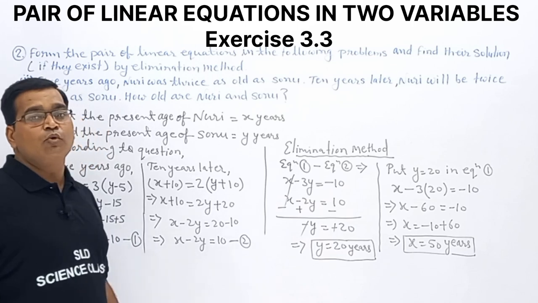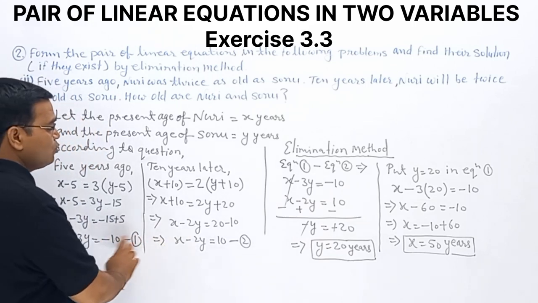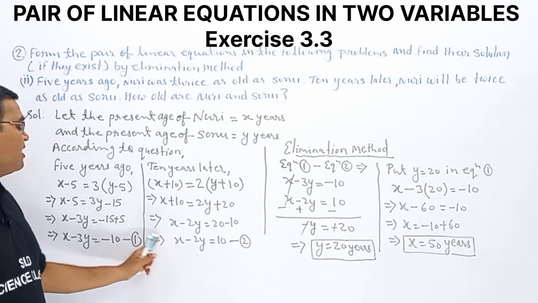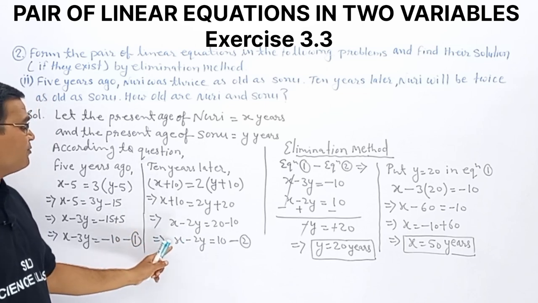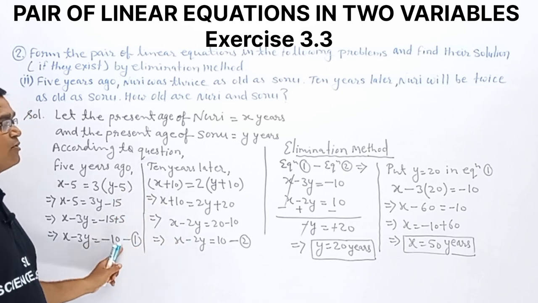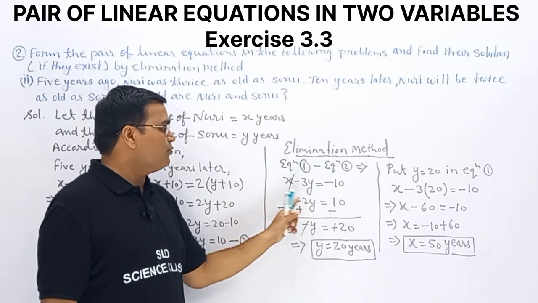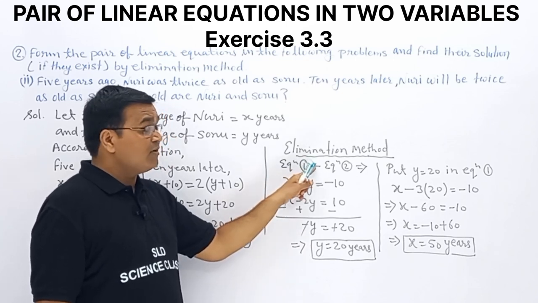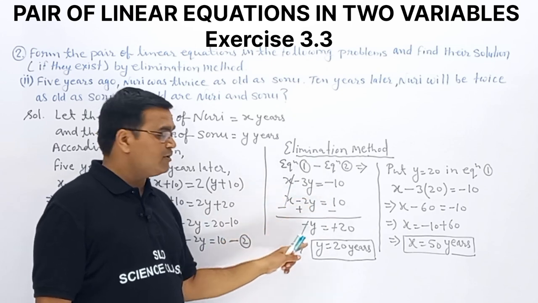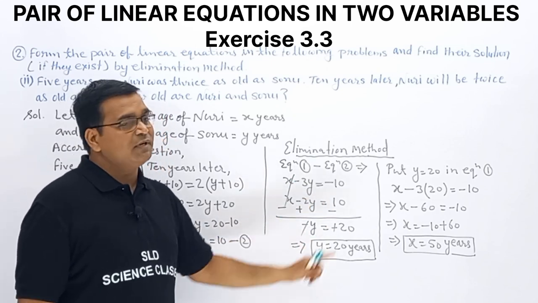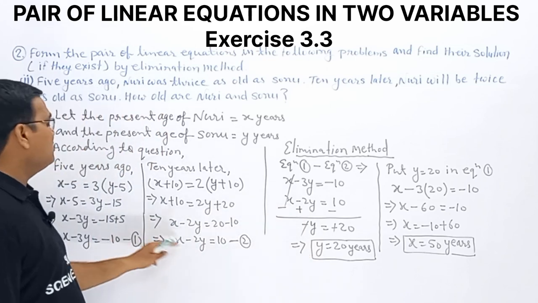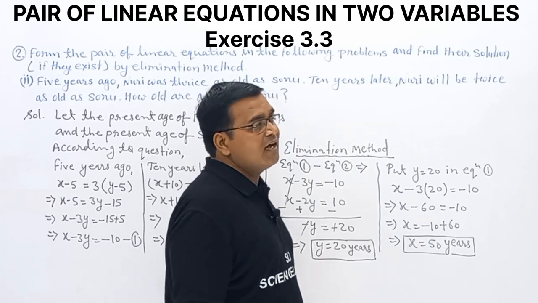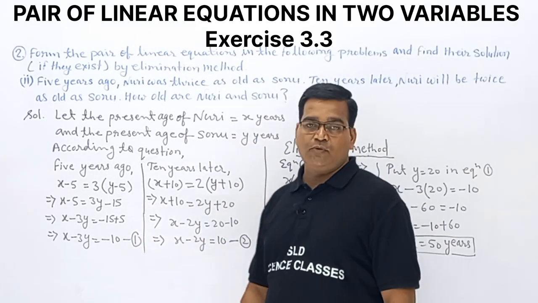In the elimination method, we want to eliminate one variable. Observing these two equations, the x coefficient is 1 in both. So equation 2 is subtracted from equation 1. We can say equation 1 minus equation 2 we are doing. Since we are subtracting, the signs of this equation will be changed, and finally we get y equal to 20 years. We put this value in any one of these equations. We put it in equation number 1, then we get the variable x. So x and y are the solution of these two linear equations.